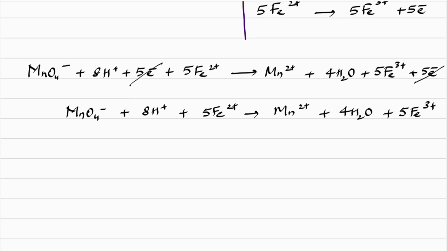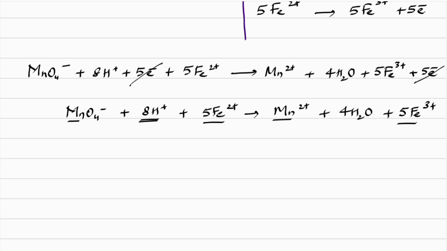Let's see. So we have 1 manganese here, 1 manganese in the product side, balanced. 4 oxygen in the reactant side, 4 oxygen in the product side, balanced. 8 hydrogen on the reactant side, 8 hydrogens on the product side, again balanced. Then 5 iron here and 5 in the product side, again balanced.